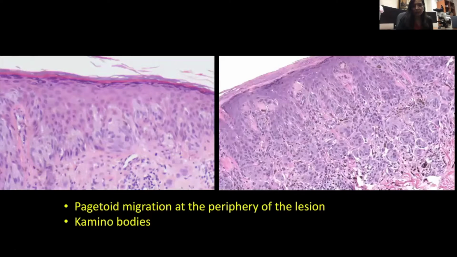Then in high power, in some areas you can see a little bit of pagetoid spread towards the granular layer. And on the other hand, you are seeing the so-called Kamino bodies. Kamino bodies are supposed to be a classical feature for the benign Spitz nevus. But again, keep in mind, nothing is 100%. Just the presence of Kamino bodies is more favoring benign. So now we are seeing two overlapping features of benign and malignant Spitz, right?